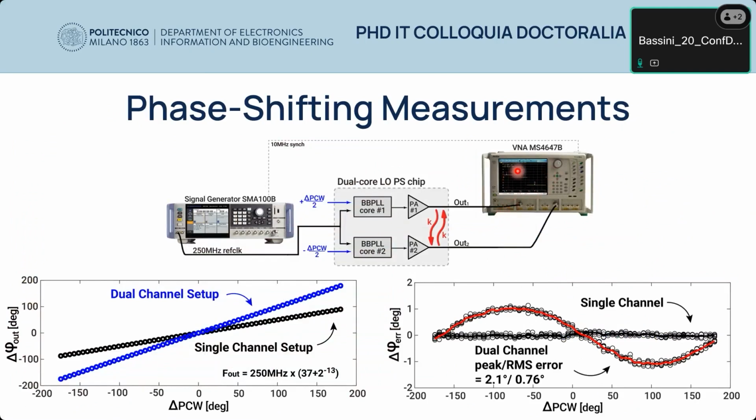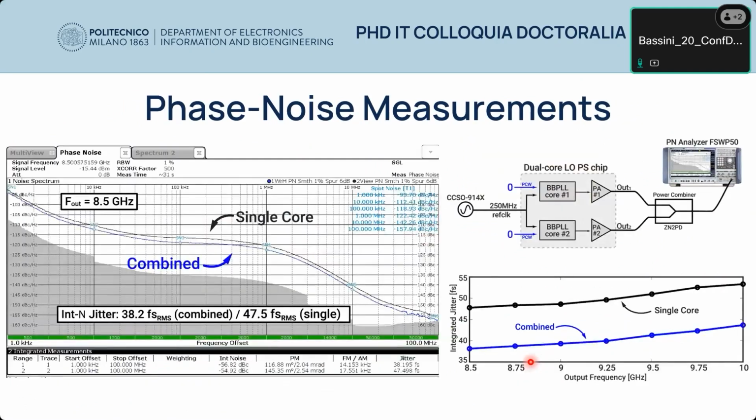At first, we measure the phase shifting performance with a VNA, showing that our RMS phase error is only 0.76 degree. And then we simulate the over-the-air combination of the noise by connecting each of the two outputs to an external power combiner and then feeding into the phase noise analyzer, showing that our integrated jitter scales from 47 to 38 femtosecond RMS, which is basically a 3 dB reduction.